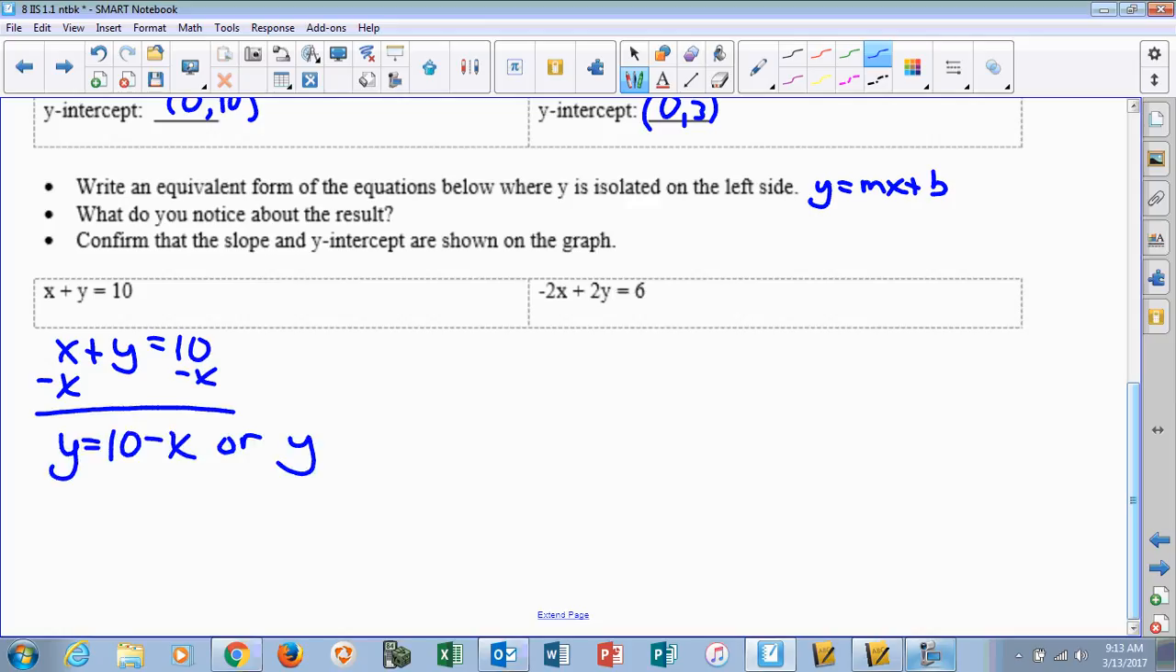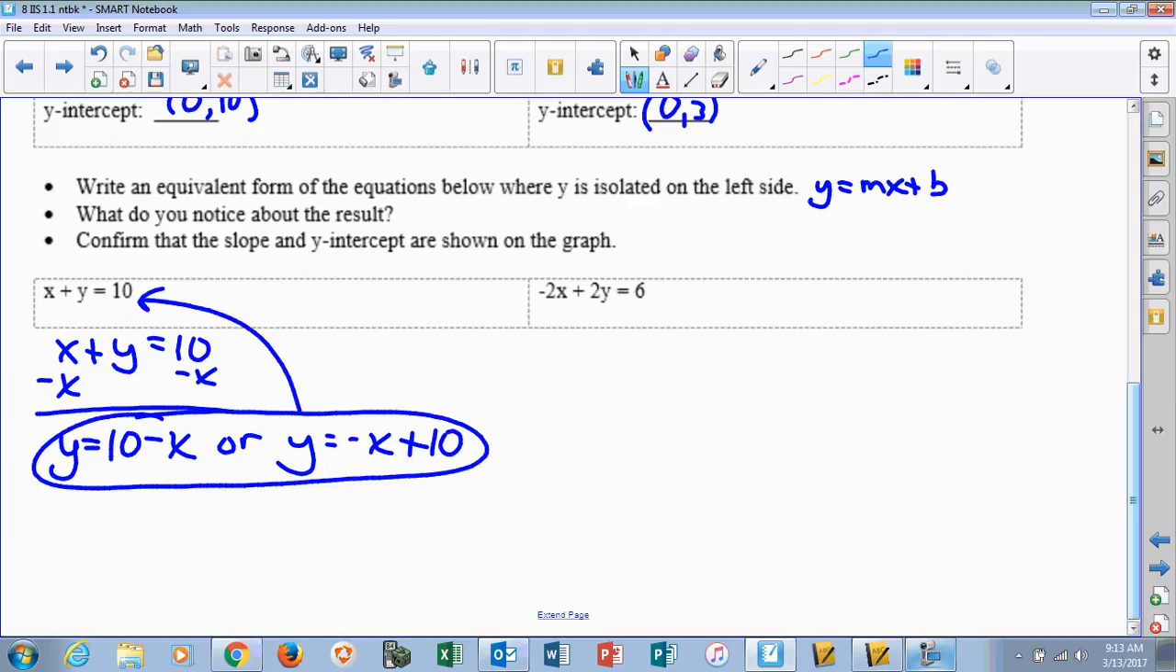Or you can write it like this, because that's more in y equals mx plus b form, right? These are both the same equation, and these two are equivalent to this guy, right? We call this slope-intercept form, y equals mx plus b. Well, when you see it up here as x plus y equals 10, we call that standard form. We're going to be learning more about that as we go on. But when x and y are on the same side, we call that standard form.